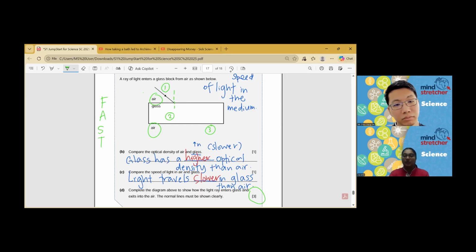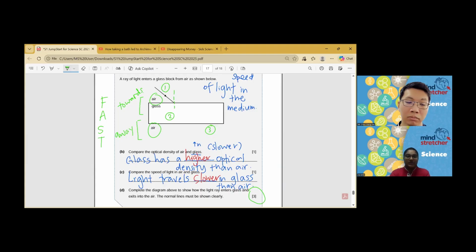But since we know that glass has higher optical density and is slower, is the light going to bend away or towards in this part? Okay, from air to glass, optical density is higher. So what is going to happen? Okay, you can also try drawing in first. Light bends towards, yes, correct, thank you. So bends towards. Okay, so from air to glass, you should bend towards. Then the opposite for glass to air, where it's away.